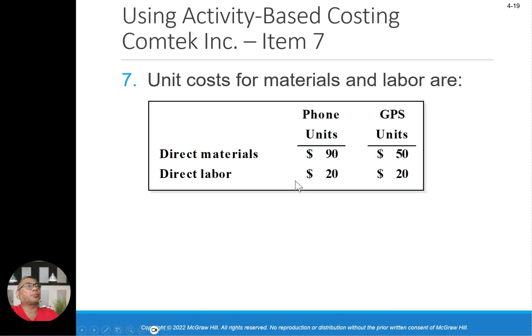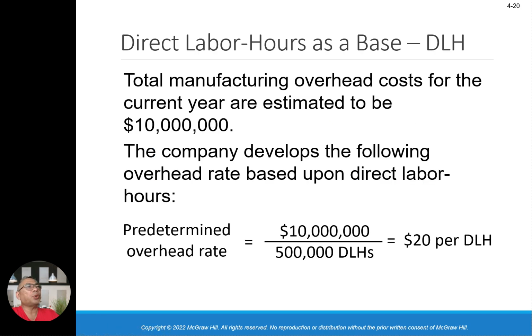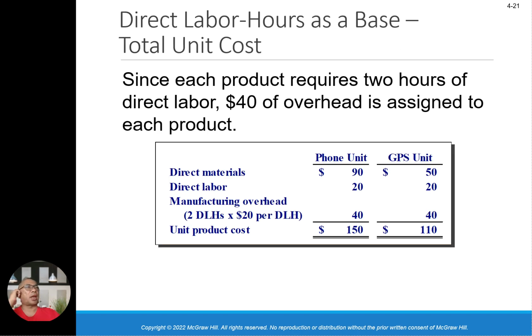Let's look at the next one. Unit cost direct labor are as follows. Per unit, phone direct material will be 90, direct labor 20; GPS will be 50, 20. So when you do that, what is the base? DLH, which is direct labor hour base. Total manufacturing overhead costs for the current year are estimated at 10 million. The company's overhead rate based on the direct labor hours will be 10 million divided by 500,000 DLH, which is going to be $20 per direct labor hour.